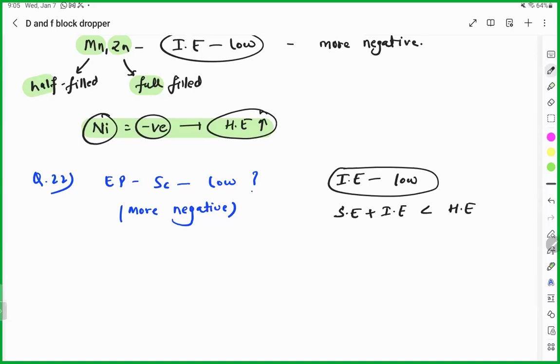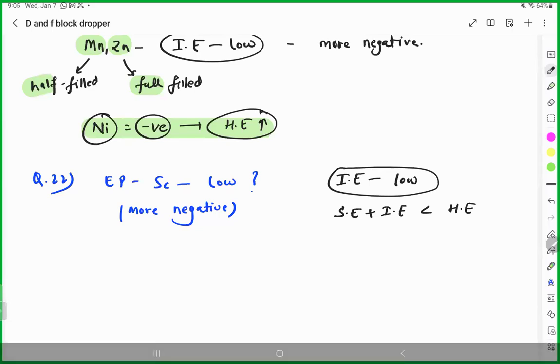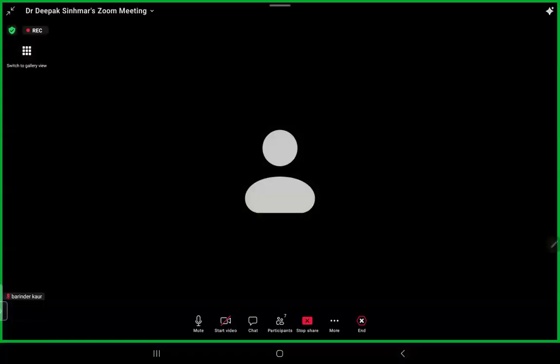Tell me guys, is it really confusing? No, sir. So in this way you can always correlate. If they are talking about a more negative value, what does it mean?